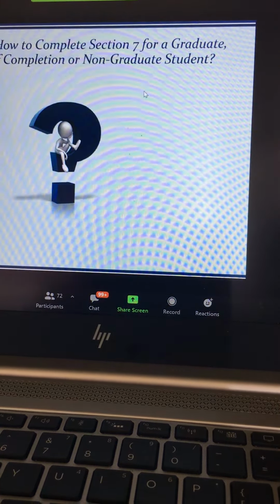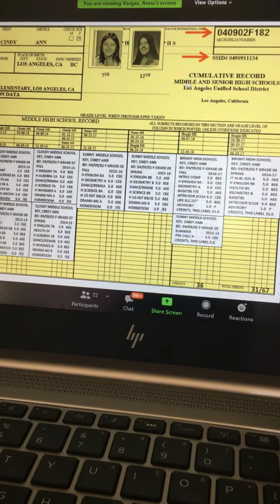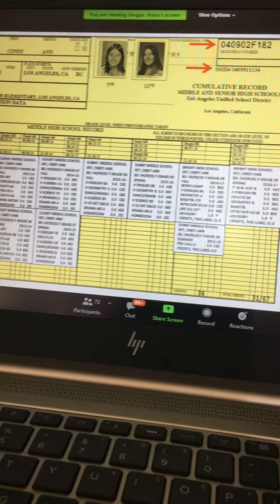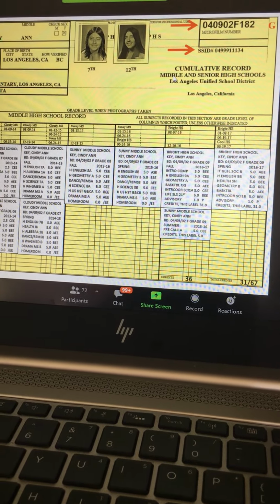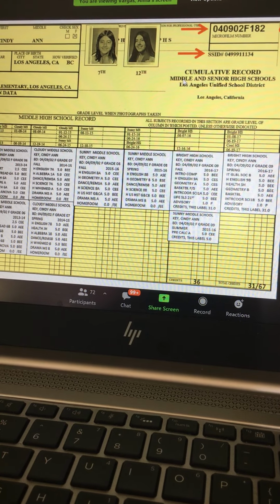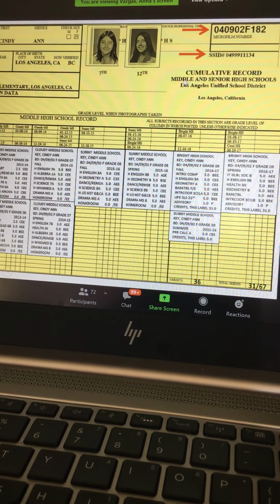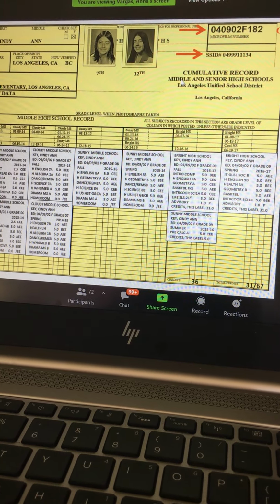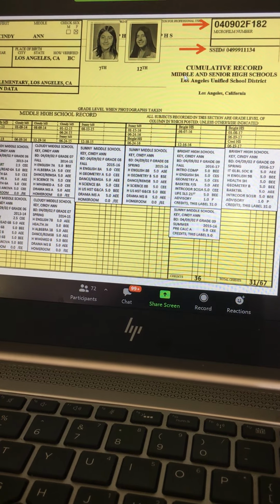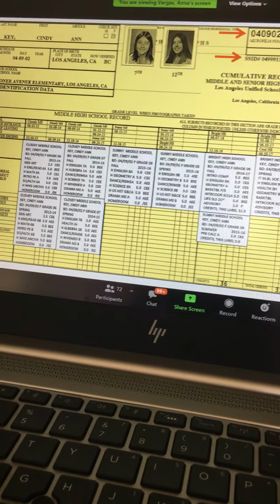Also, I'm sorry for that. We need to make sure that the student's cumulative record also includes the district ID number right above the microfilm number, because the district ID number will be the cross-reference number that the records unit will use to find the cumulative record once the cum is digitized at the records unit. So that's another notation for you.